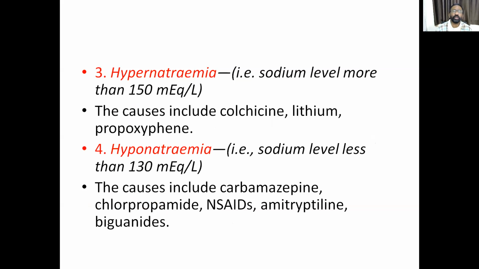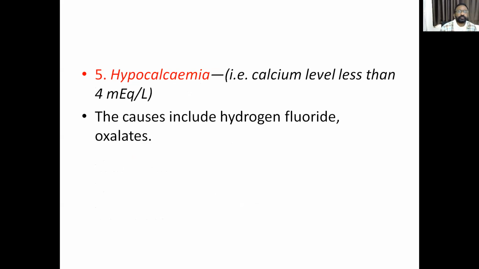Hypernatremia, if the sodium level is more than 150 milliequivalents per liter; and hyponatremia, if the sodium level is less than 130 milliequivalents per liter. The causes of hypernatremia are drugs like colchicine and lithium, and the causes of hyponatremia are carbamazepine and chlorpropamide. In hyponatremia, you should give sodium chloride.